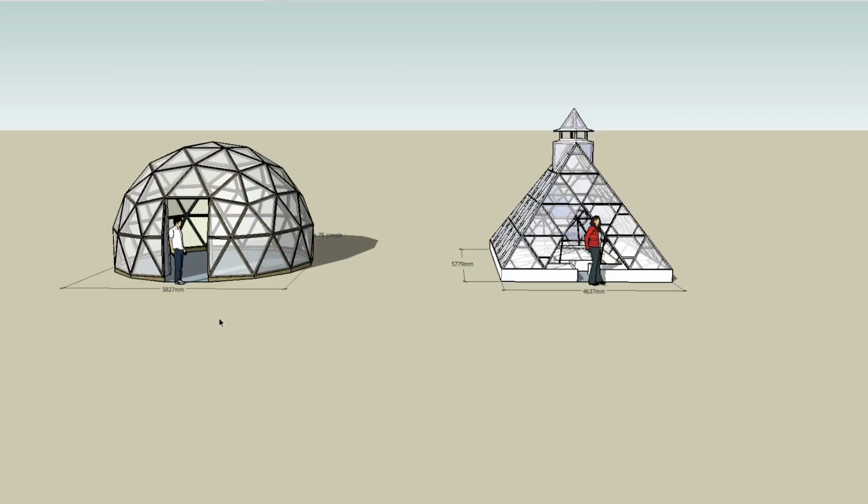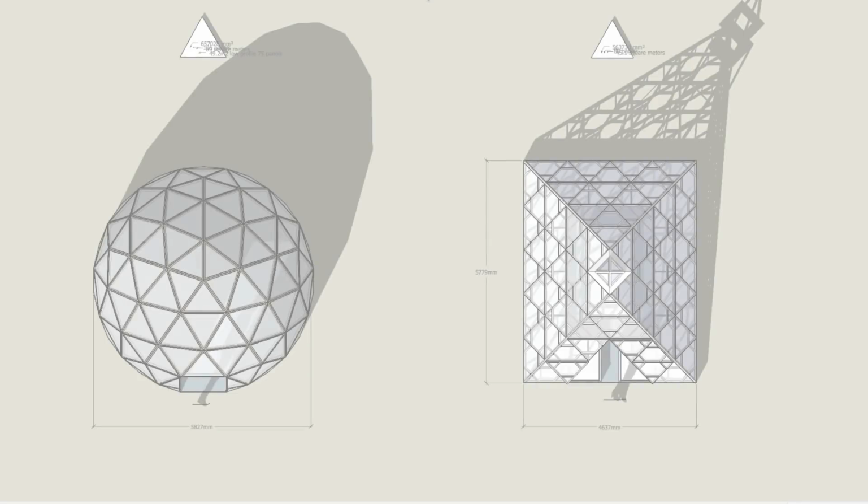The dome diameter is 5.8 meters, just a tad over, and the pyramid is on a rectangular base which is 5.77 meters by 4.6 meters. Those measurements make it so that both the geodesic dome and the pyramid have exactly the same floor area. So this comparison is based on floor area.